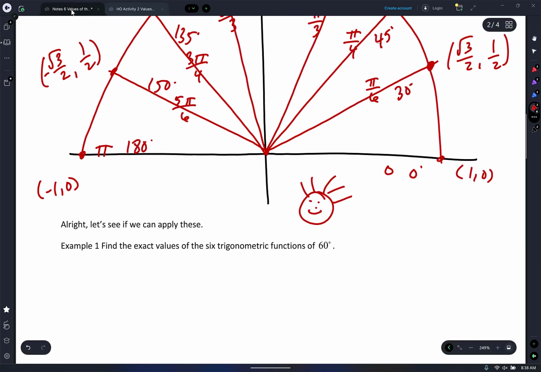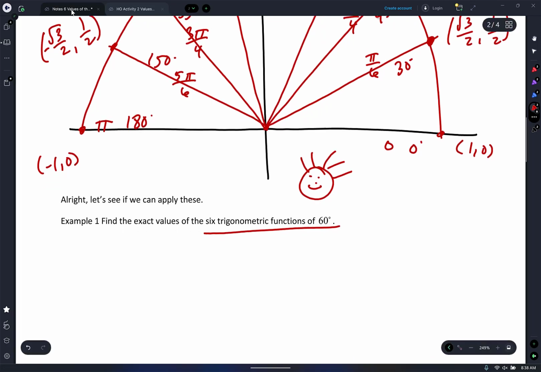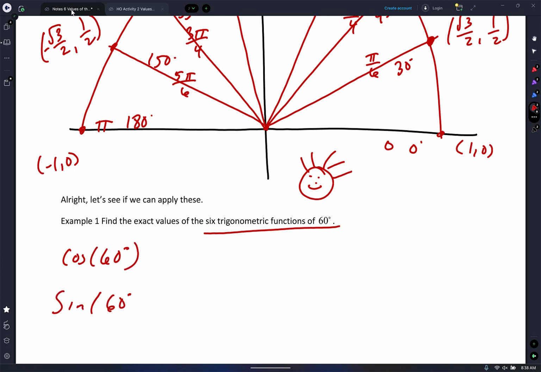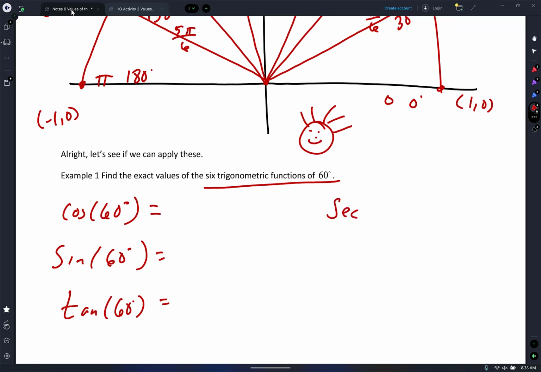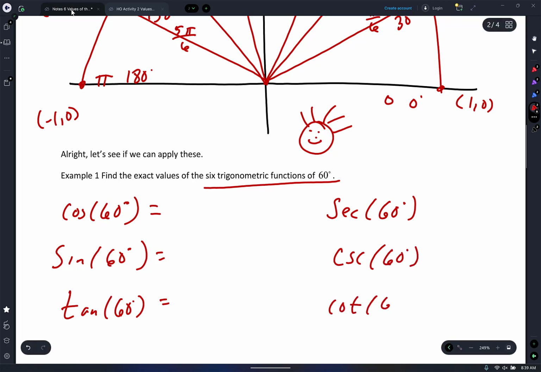It says, find the exact values of the 6 trigonometric functions of 60 degrees. So you already know this. They want all 6 of them for 60 degrees. So I'm going to write cosine 60 degrees, sine 60 degrees, tan 60 degrees, equals. Make sure to put the degree symbol, guys. And on the side, I'm going to write secant of 60 degrees, cosecant of 60 degrees, and cotangent of 60 degrees.